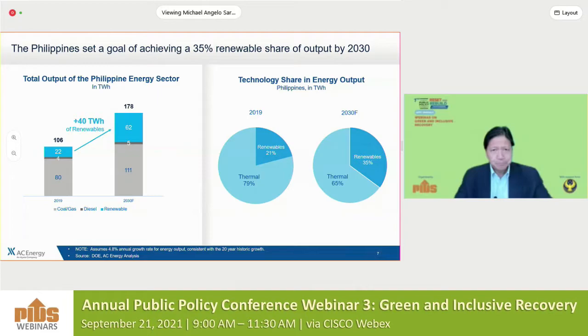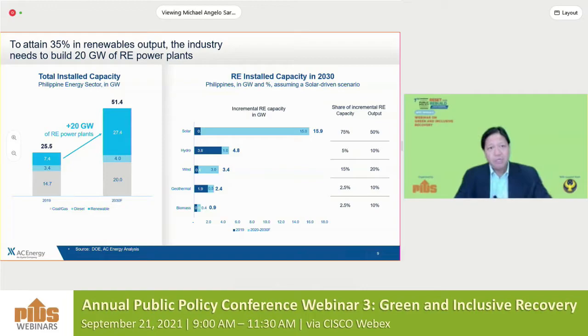On the next page please. We believe that it is doable, and what it means is that we really need to scale up our renewable investments. And we believe that we need to build around 20 gigawatts, or 20,000 megawatts, of renewable energy over the next decade. We think that this is going to be driven by solar and wind, which was also consistent with Dr. Jerry's presentation this morning.